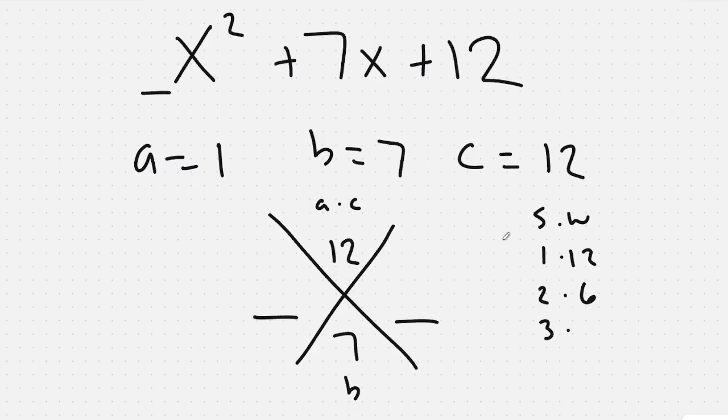What about 3 and 4? They multiply each other to give us 12, and these two numbers added up together gives us 7. So these are our missing numbers.